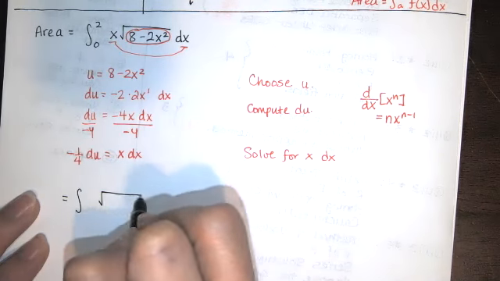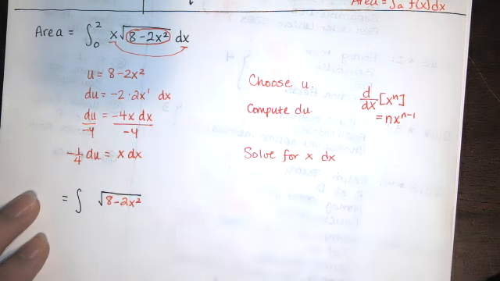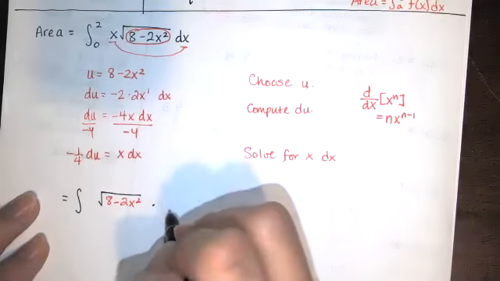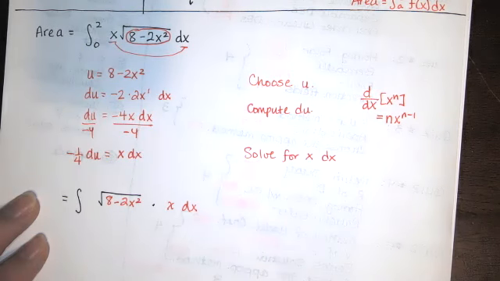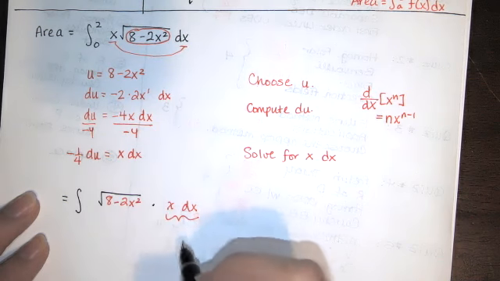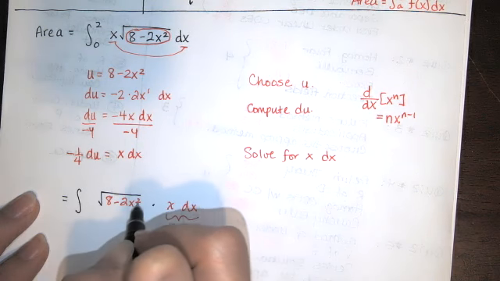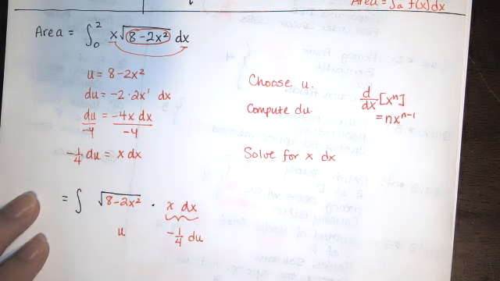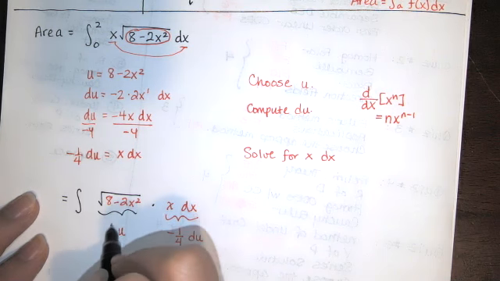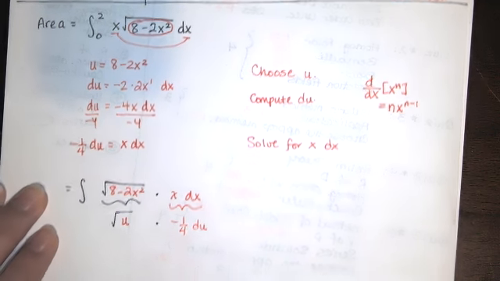This square root of 8 minus 2x squared times x dx can be written this way in terms of u. X dx turns out to be negative 1/4 of du. And remember, this is u. So this expression here is not u, it's u under the square root. So it's the square root of u. So we've got the square root of u times negative 1/4 du.